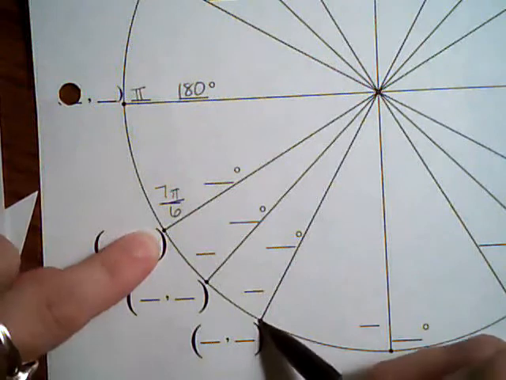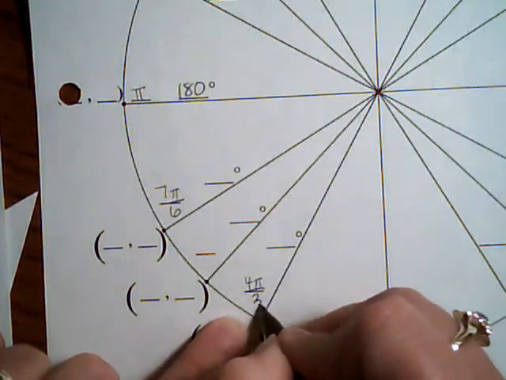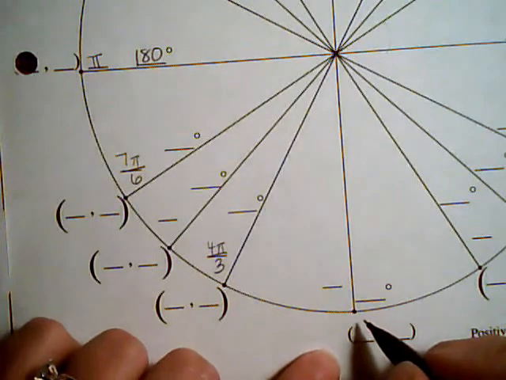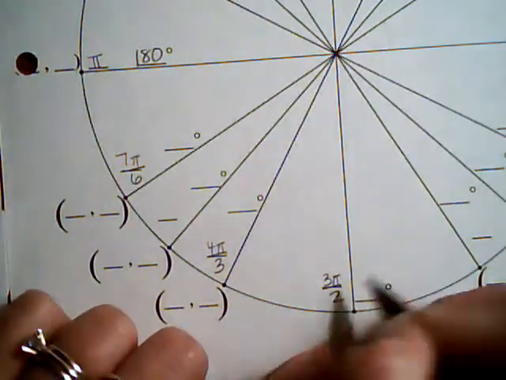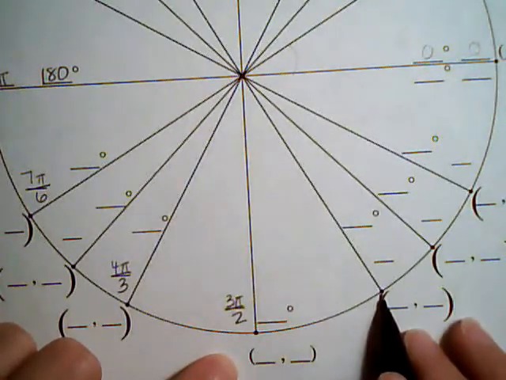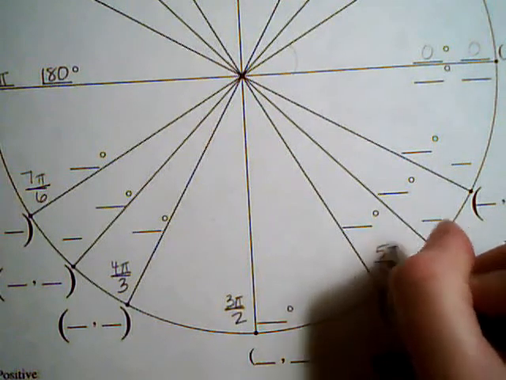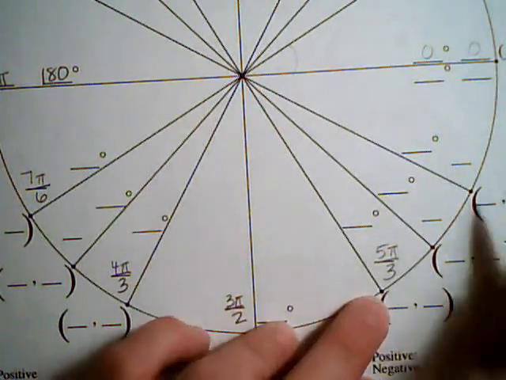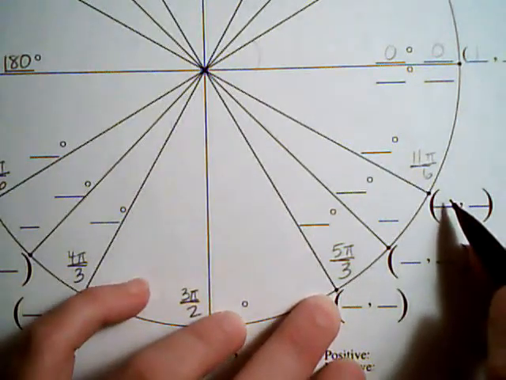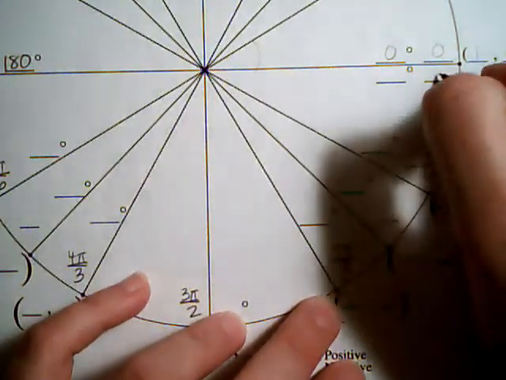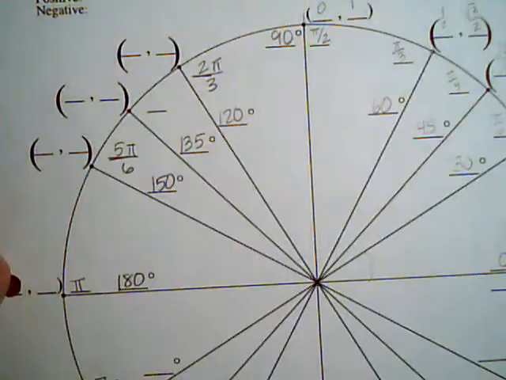Not here, but here would be 8 pi over 6, and that's going to reduce to 4 pi over 3. 9 pi over 6 is going to reduce to 3 pi over 2. 10 pi over 6 is going to reduce to 5 pi over 3. 11 pi over 6, it's not going to reduce. And then we're back at 12 pi over 6, which is just 2 pi. Okay, so that takes care of our multiples of pi over 6.